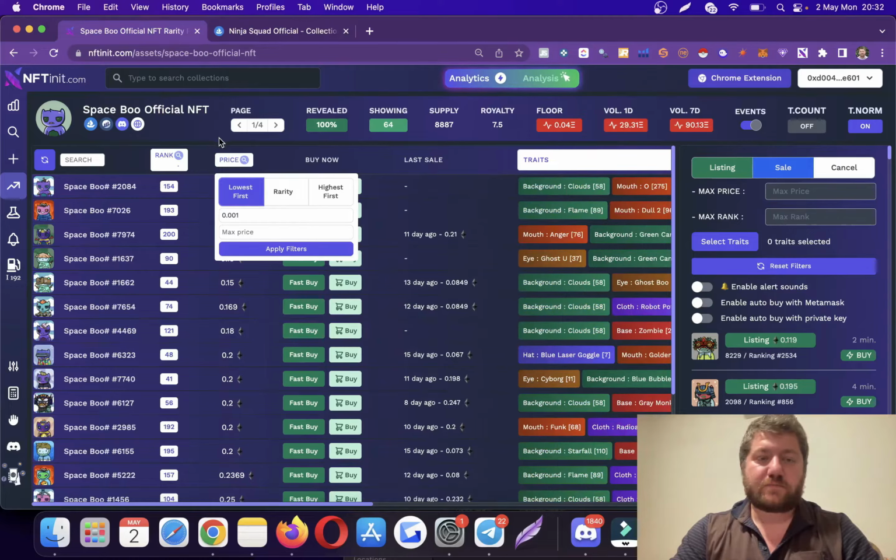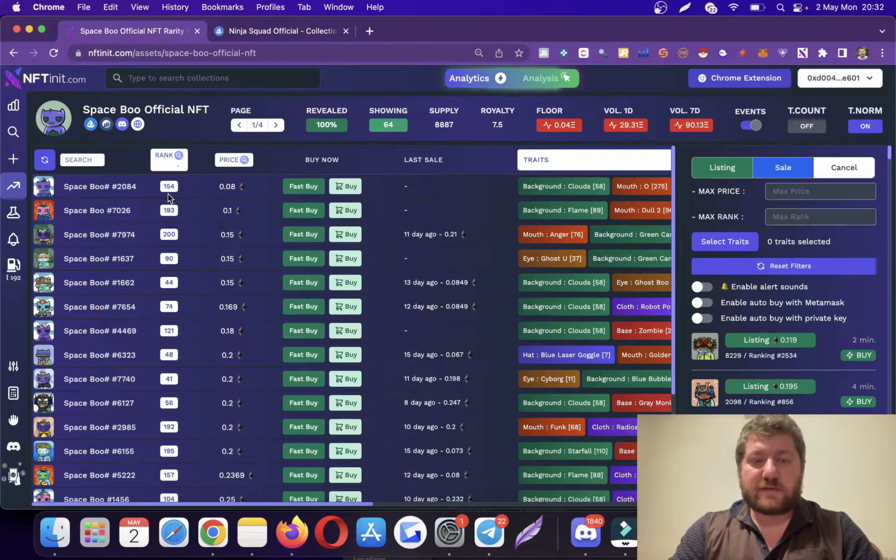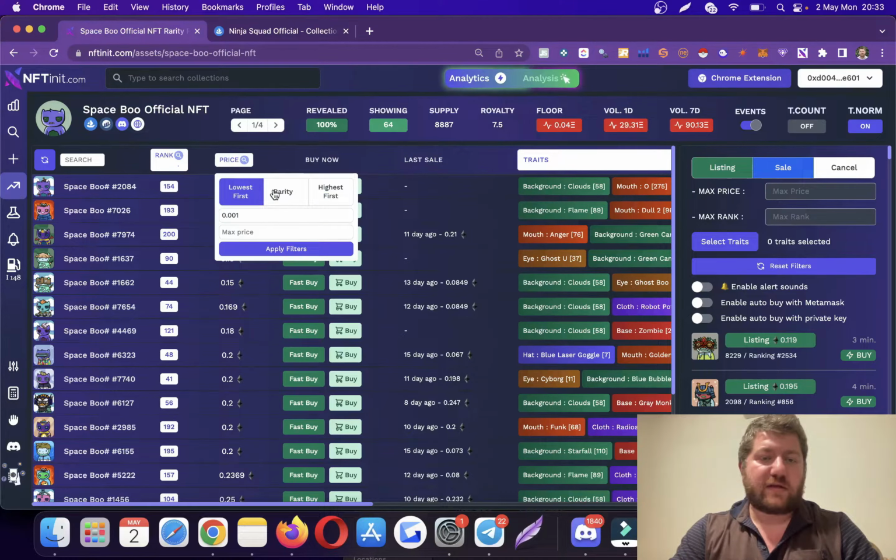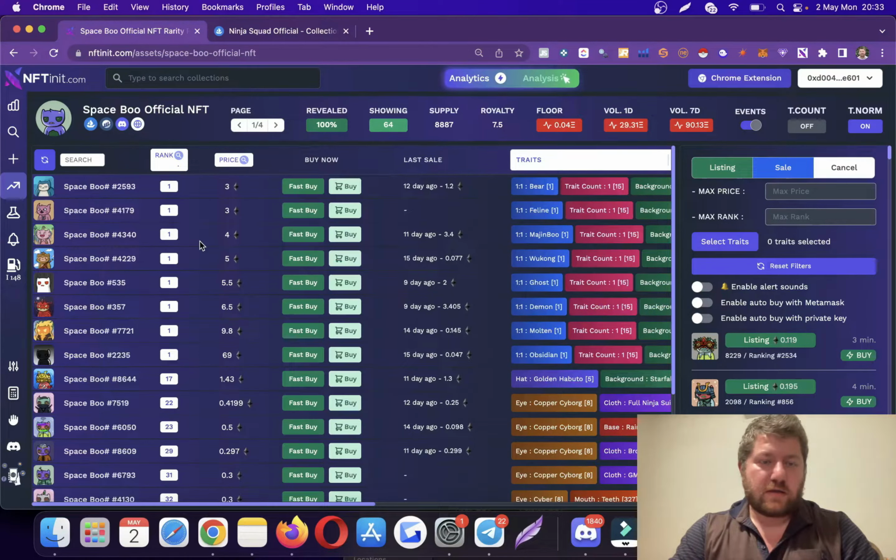Let's check. So the minimum is, actually this is not bad, right? 0.08. It has a nice rarity. It is almost at the floor range. Yeah, this is actually nice. And this is also nice too, right? So you can grab one of these, or you can sort them according to the rarity.